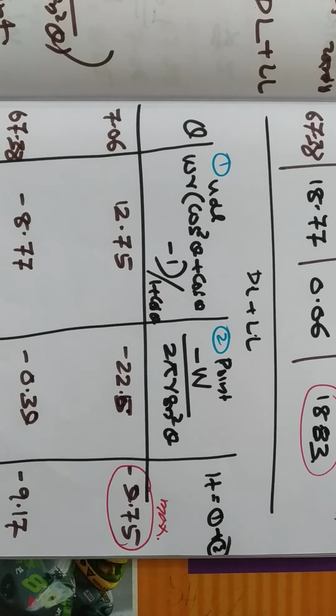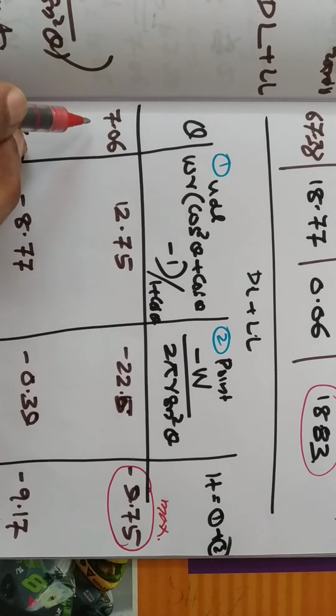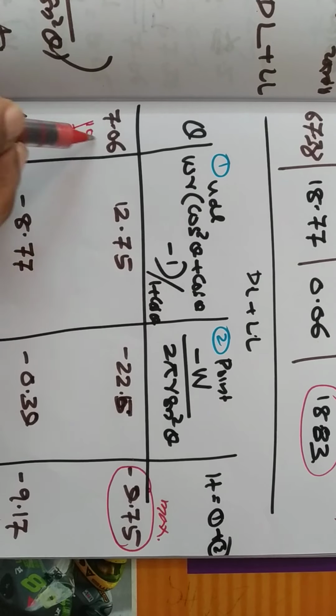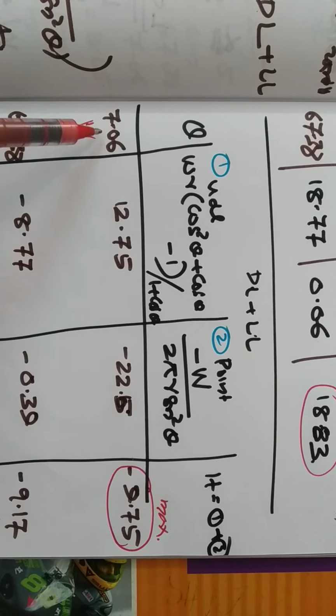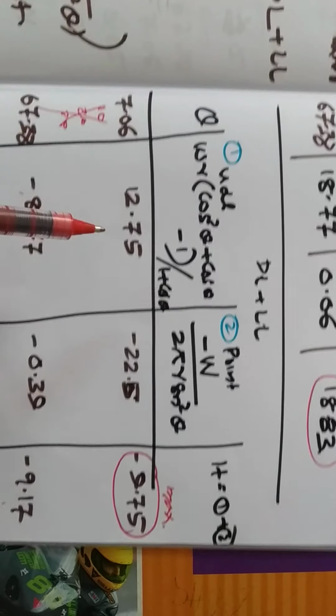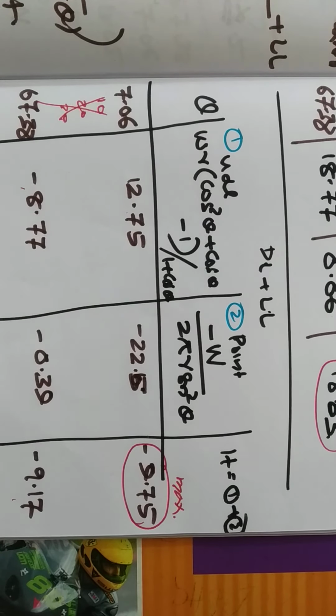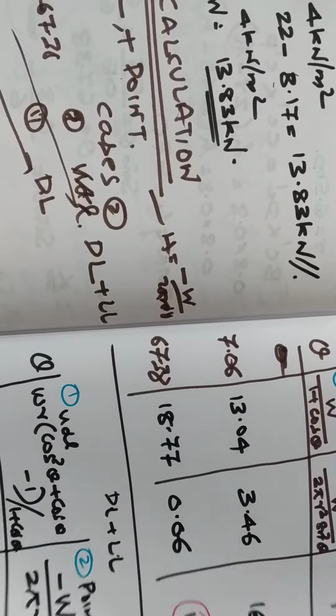right? Because some books have mentioned 10 degree, 20 degree, 30 degree, like that it goes. So we don't need to take those, because your maximum critical will come only at these two. Okay, so in the examination you can take only these two.